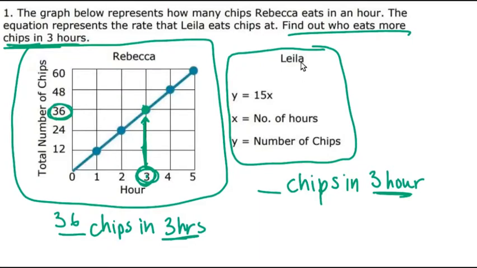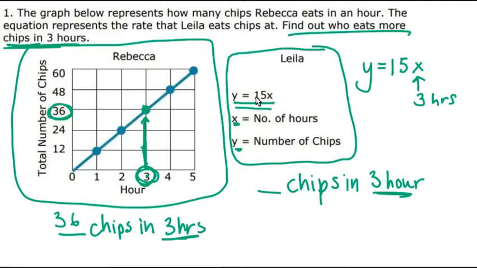Now look at Layla. Hers is written as an equation. They tell us X is the number of hours. Y is the number of chips. So if I need to know how many chips per hour, I can look at my equation. Well, Y is the number of chips. X are the hours. So if I have Y equals 15X, all I'm going to do is substitute a 3 for the X because it's 3 hours. So basically, I'm substituting the number in so I can do the math, like a table.